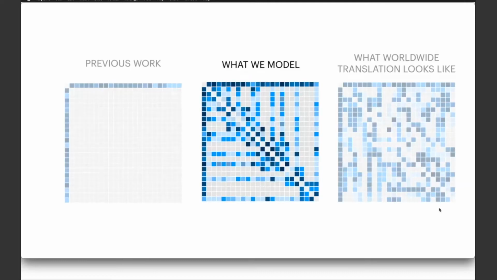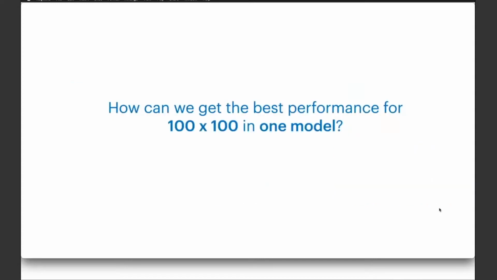What we model in this work, the end state of this section of the talk, is a way to translate any direction to any direction in this kind of pattern. So we try and model 100 different languages in one model, but really be able to go 100 by 100, so over 10,000 different directions.